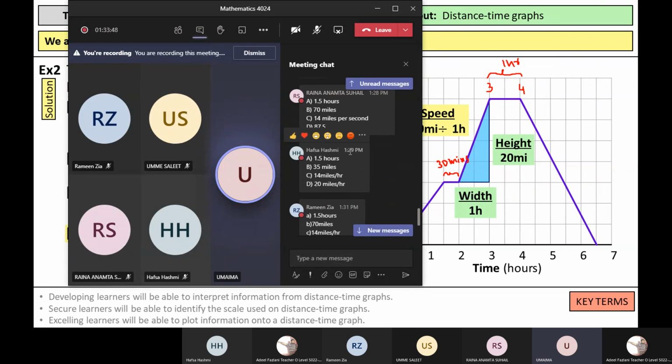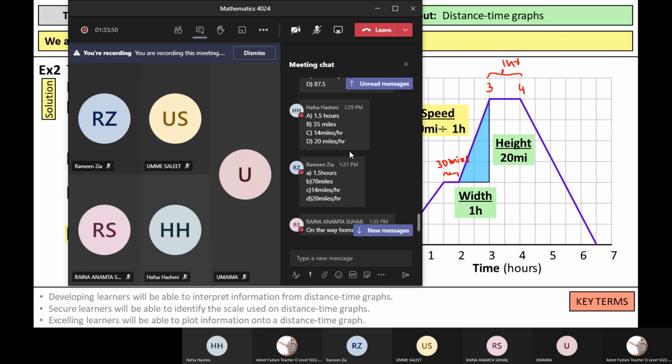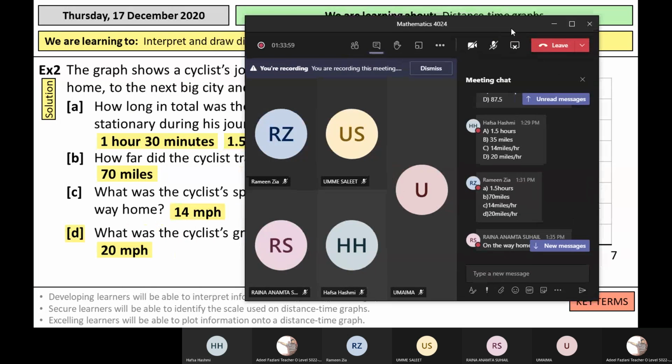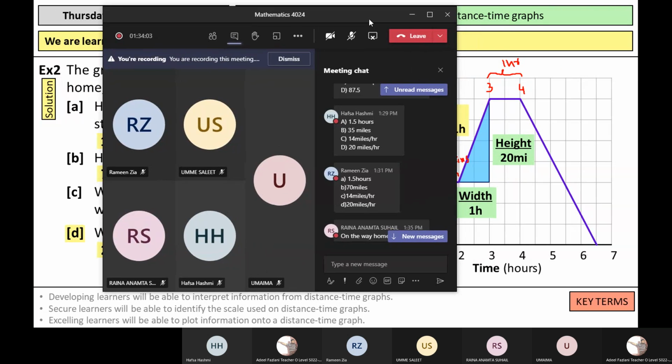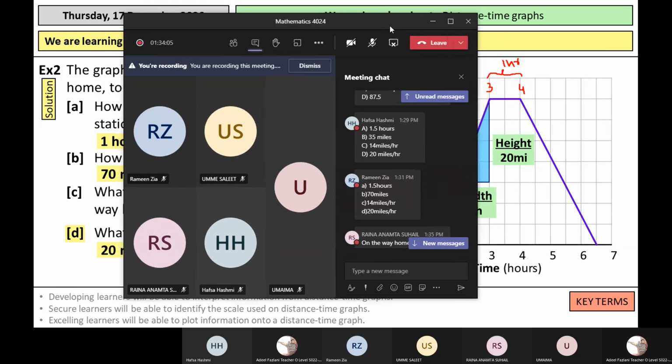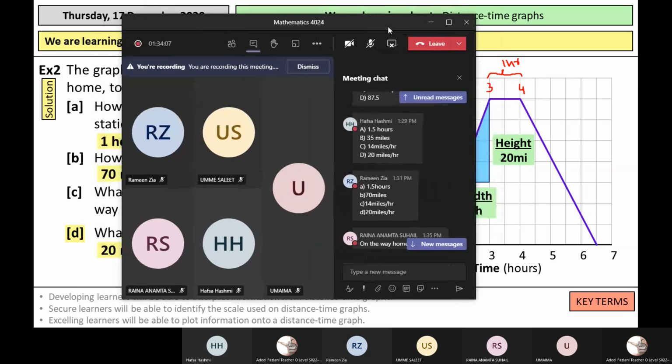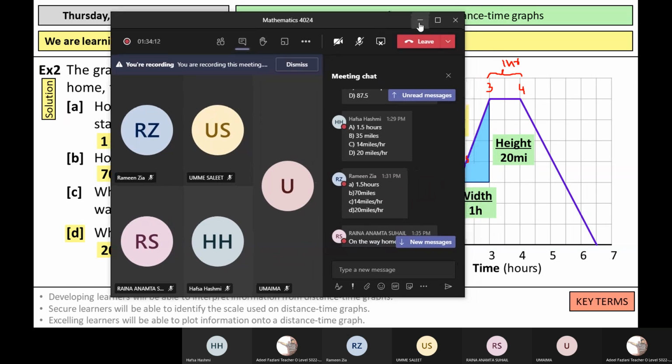Hafsa is correct. Hafsa, can you hear me? Yes, sir. Hafsa, you have found 20 miles per hour with the right unit and the right answer. Can you just tell me the D part? Explain the D part. Yes, please. Over to Hafsa.